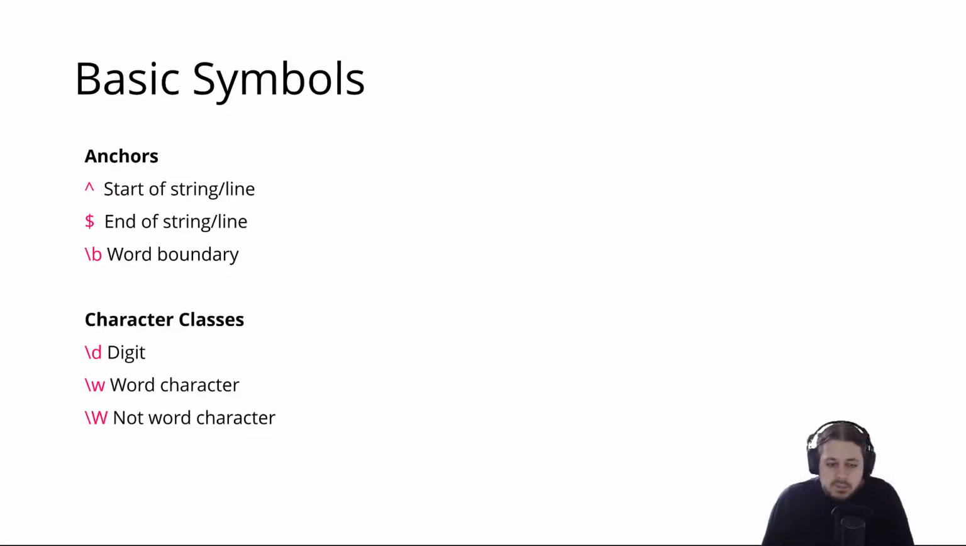Now there are also special symbols for character classes. For example, \d stands for any type of digit. \w, lowercase w, stands for a word character. That is not a word, but a word character. And \W, uppercase W, stands for something that is not a word character. These are, for example, white spaces and punctuation marks.